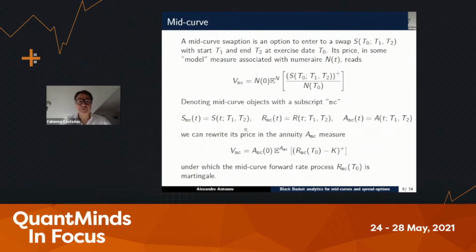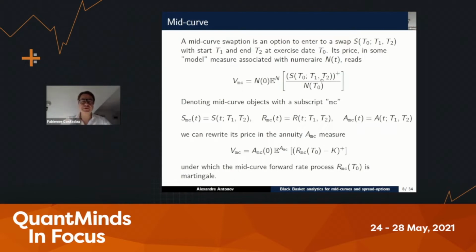Mid-curve. A mid-curve swaption is an option to enter a swap which starts at T1 and ends at T2, and the exercise date lies before T1. So T0 is less than T1 and T1 is less than T2. The difference with the standard swaption is that T0 is not the same as T1, so the swap starts slightly later. So the price of this mid-curve, in some model measure associated with some numeraire N, is the positive part of the swap divided by the numeraire.